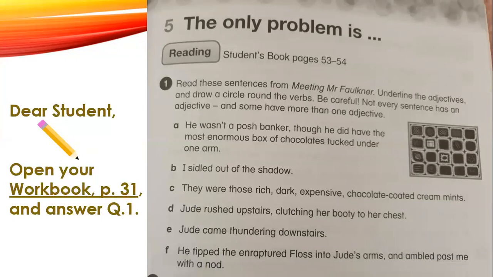F. He tipped the enraptured Floss into Jude's arms and ambled past me with a nod. The verb comes after the subject he, and the adjective enraptured describes the cat Floss. The word ambled is a verb too. When you finish, please check your answers.